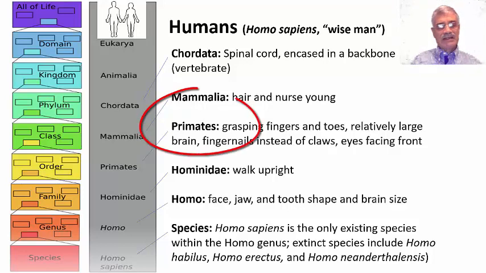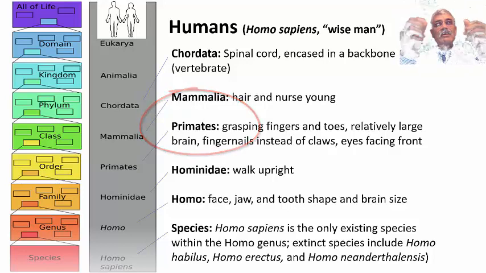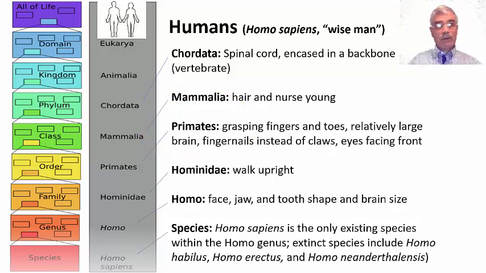Then the order is primates. Now, primates means that we have grasping fingers and toes. And we have a relatively large brain. We have fingernails instead of claws, and our eyes face front. Then we have the family of Hominid, which means that we walk upright, and genus of Homo, which is of course a subcategory of the hominids, which is based on our face and jaws and the shape of our teeth and the size of our brain. And then the species, the subcategory of Homo called species, and that is Homo sapiens, the wise man.